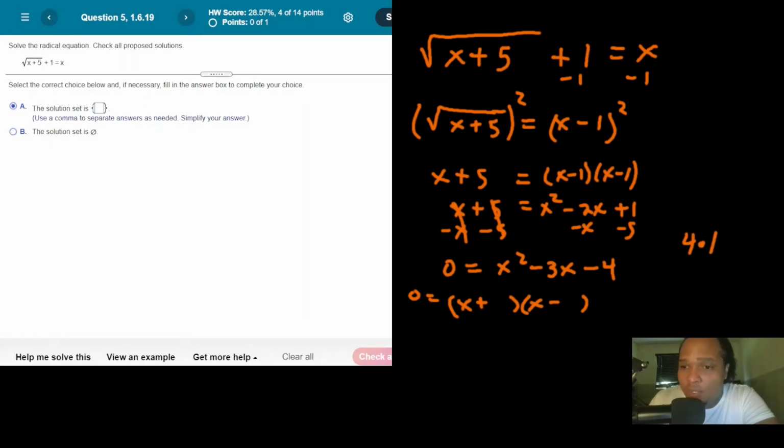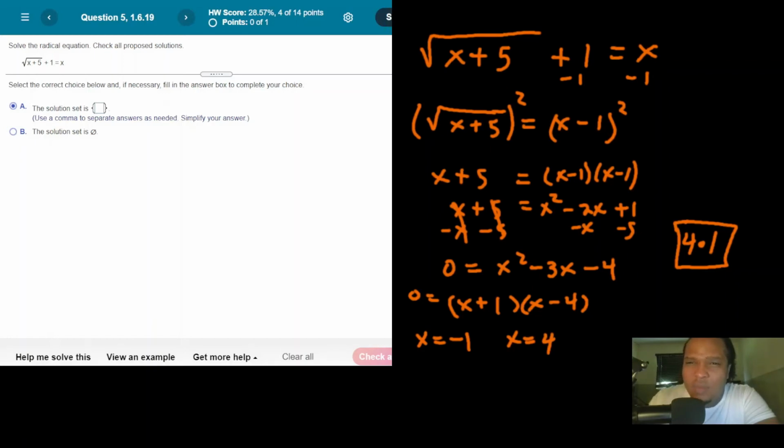Remember that the bigger number takes the sign. So the bigger number here is 4. So 4 is going to be the same sign as your b term. That's what I mean by the bigger number takes the sign. So look at our solutions. We have x is equal to negative 1, and then we have x is equal to 4. Remember, these are possible solutions. We're not quite sure yet until we plug them in.